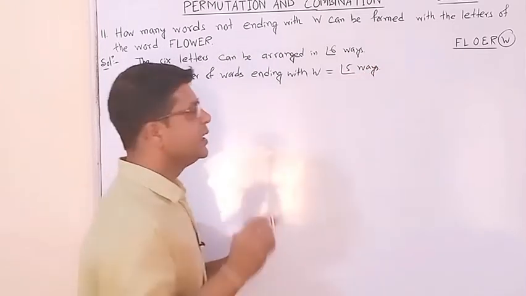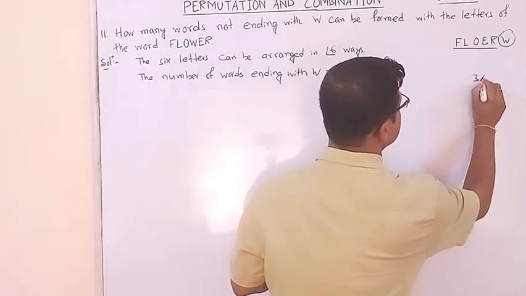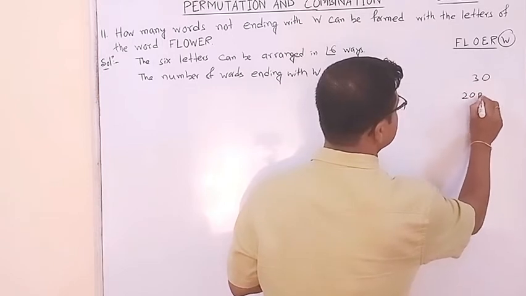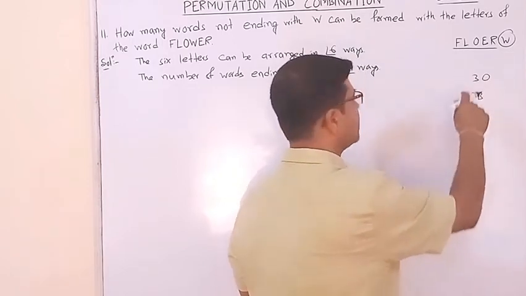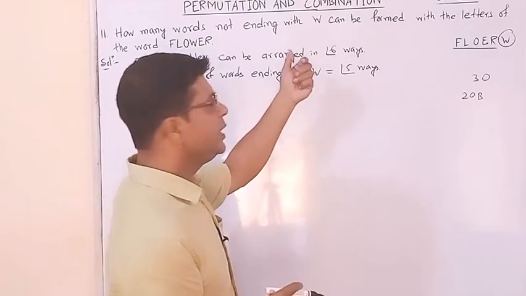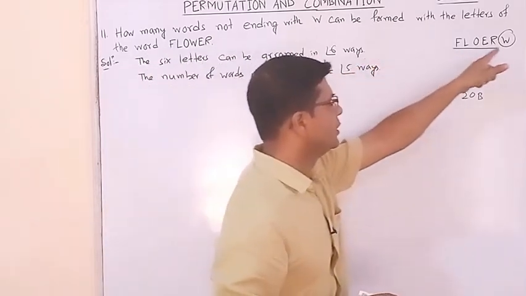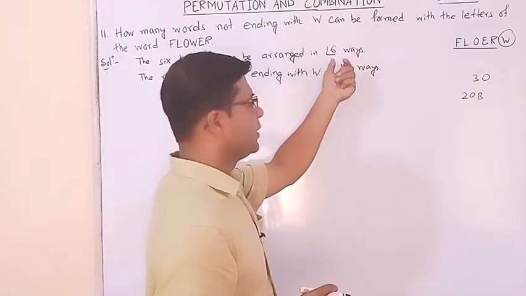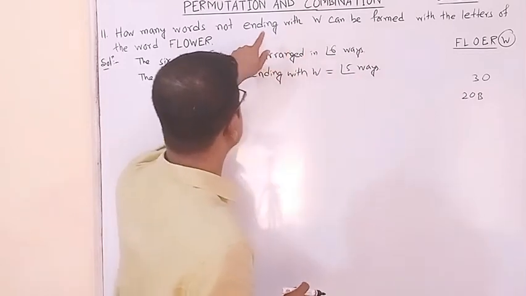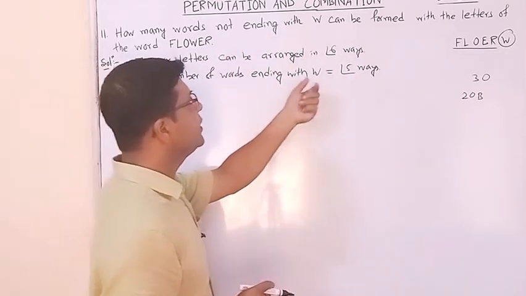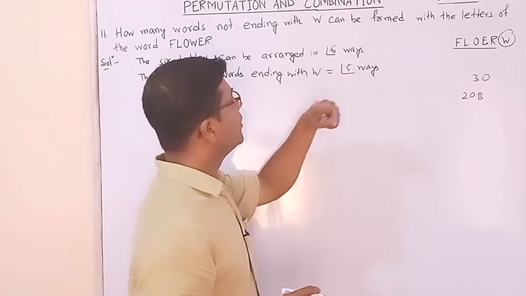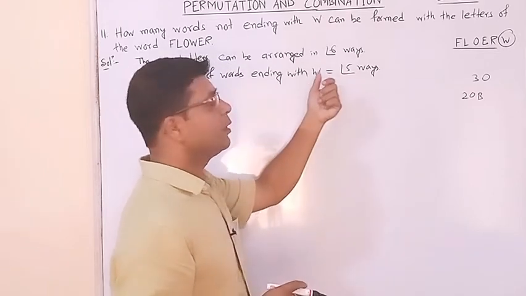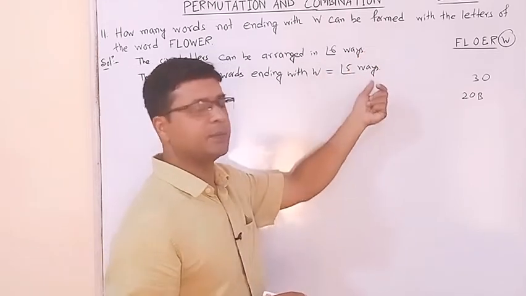It is just like this: in a class there are 30 students, 20 are boys. How many girls are there? We have to subtract. So here also, without any condition, the letters can be arranged in factorial 6 ways, and with the condition, the number of words ending with W is factorial 5. Now how many words are there which are not ending with W? What will we do? We shall again subtract.